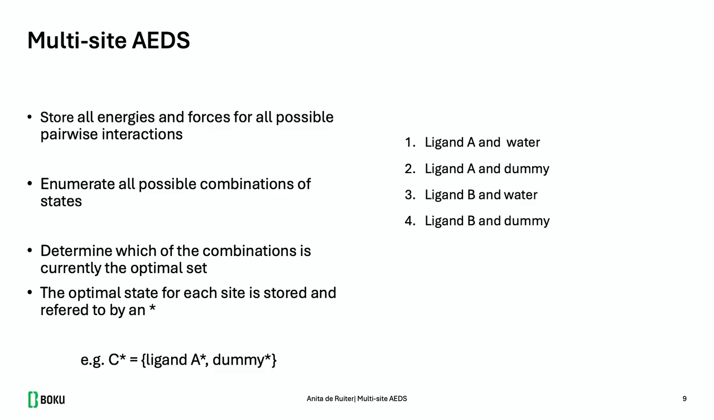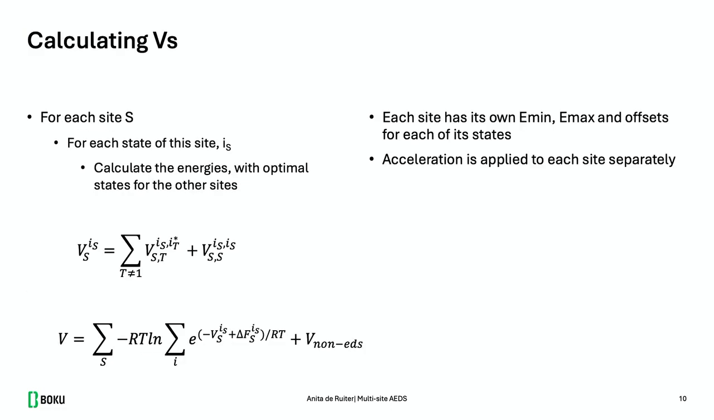So we calculate all the interactions. We assume that the first site is now a ligand A and the second site is now a water, determine the energy, do it for all of them, and determine which one is the optimal. And we mark it with the star. Now we didn't do any actual calculations yet, we just determined which one is, at the moment, the optimal state.